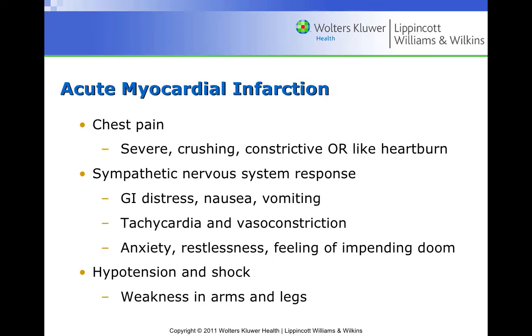You may also see a sympathetic nervous system response, so a lot of nausea, vomiting, and GI distress, a sense of impending doom and anxiety and restlessness, tachycardia and vasoconstriction, diaphoresis, very shocky. The blood is being shunted back to the heart, so you'll see weakness in the arms and legs, a coolness in the arms and legs, and a decreased blood pressure.